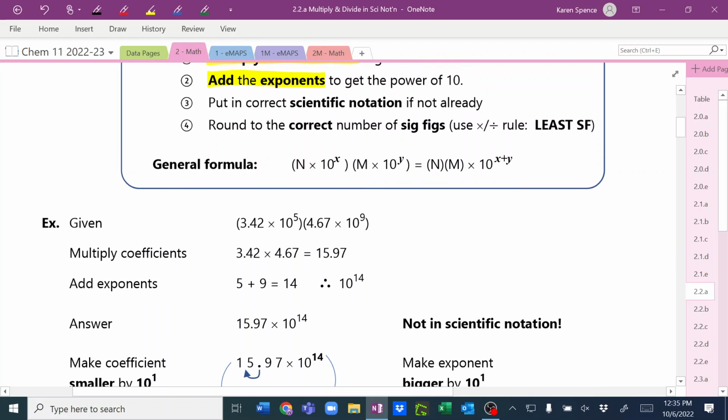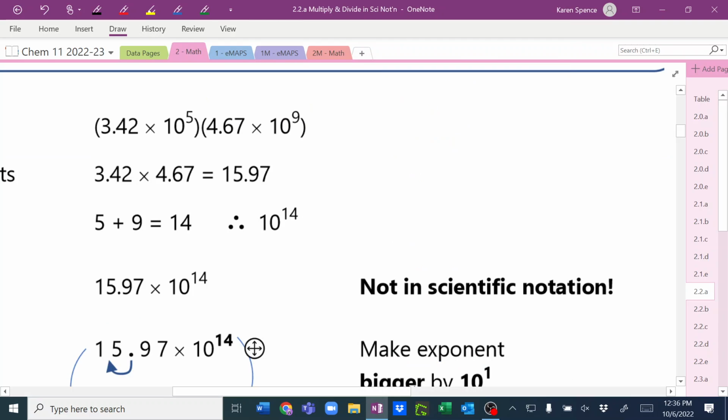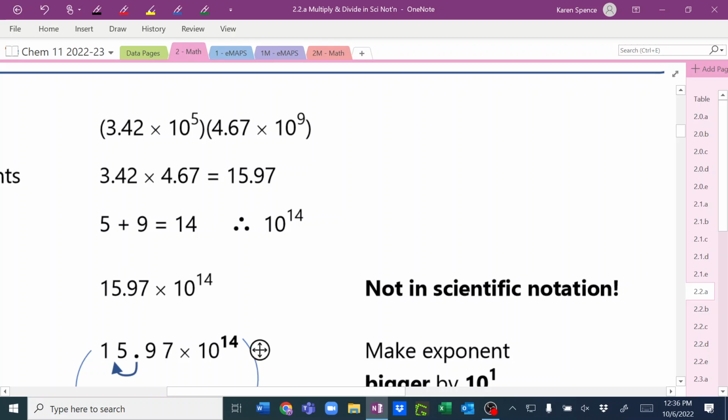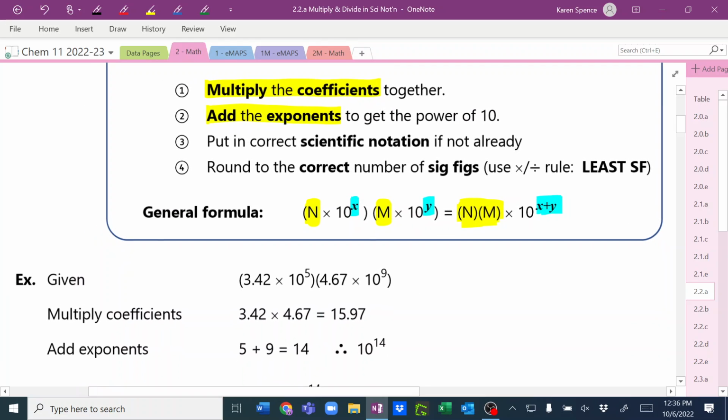And we are using this general rule here that if you have something times 10 to the x times something else times 10 to the y, you multiply those coefficients, and then you take your exponents, and we just add them. I don't actually think you'll end up using this a lot because it's so much easier to do it on the calculator, but sometimes it's nice to have this as a backup. So we are going to learn it.